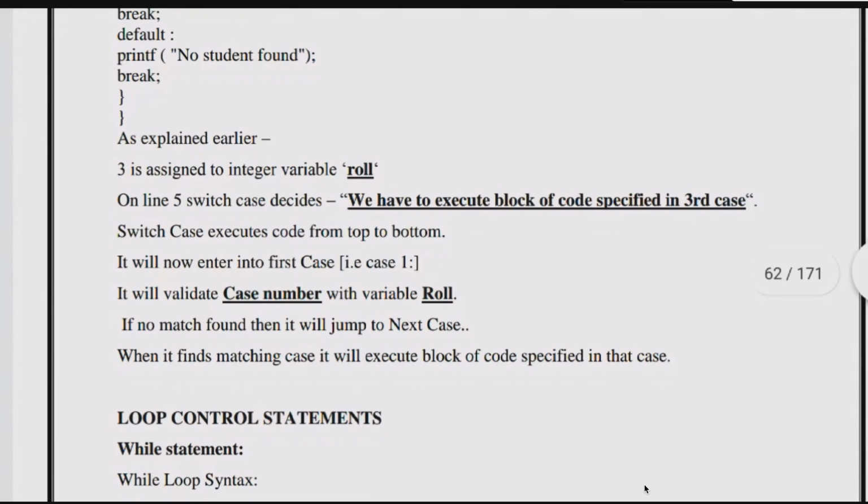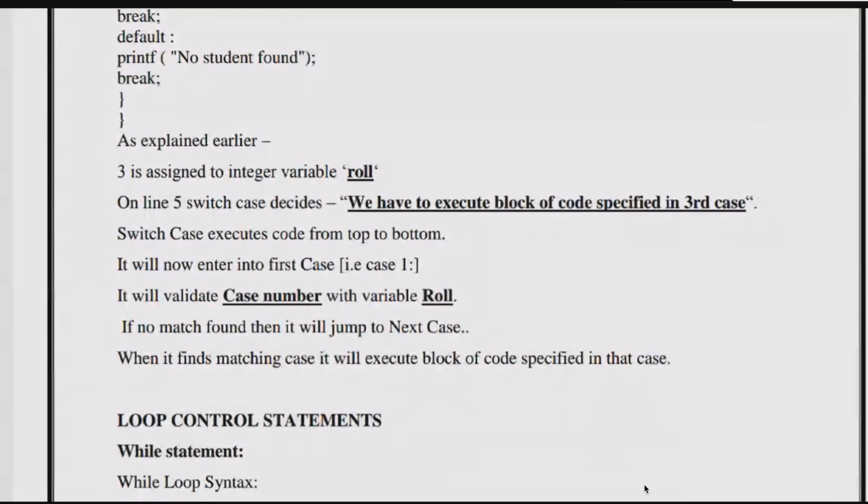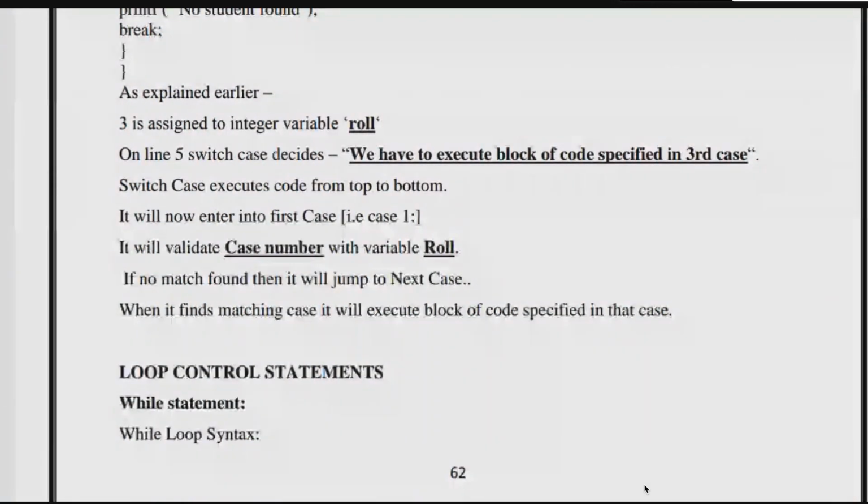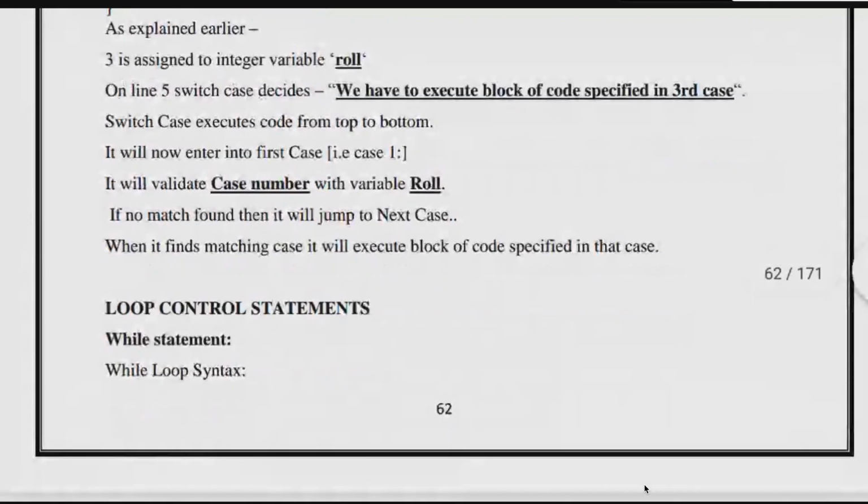So it will enter the first case, that is case 1. It will validate the case number with the variable roll number. If the roll number is 3, it will check for case number 3. It will validate whether it is matched; if matched, we stop. Otherwise, it keeps on checking the next. If no match is found, then it will jump to the next case. When it finds a matching case, it will execute the block of code specified in that case.